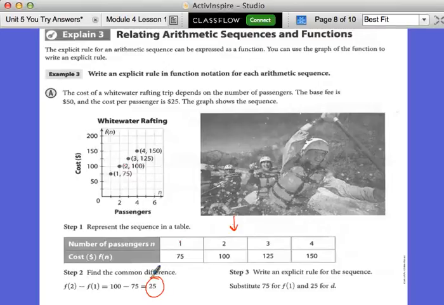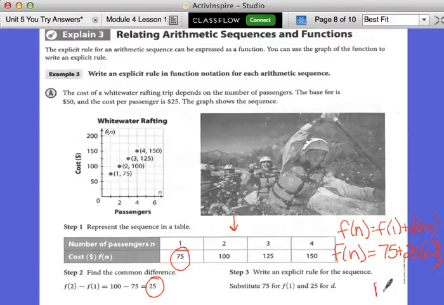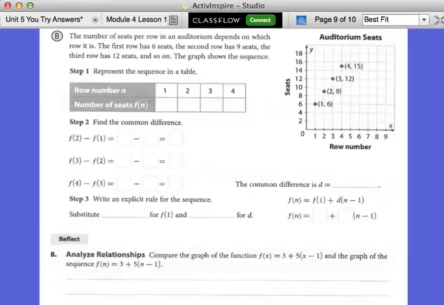So I know that my explicit rule has to be f of n equals my f of 1 plus my common difference times n minus 1. Here my f of 1 is 75. So f of n is equal to 75 plus my common difference, which is 25, times (n minus 1). Sorry, that's supposed to be a parenthesis. And then I know that has to be for n being greater than or equal to 2, because I can't have negative passengers.